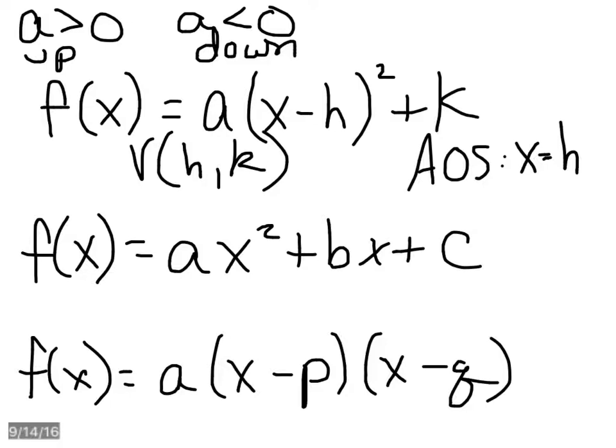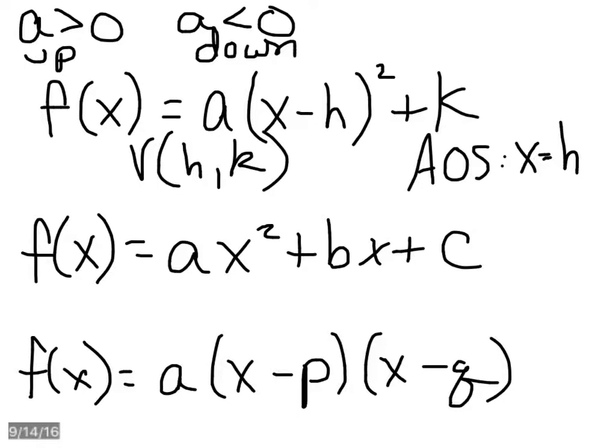When is it going to open up? If your number is positive. When is it going to open down? If your number is negative. Again, on 6 and 7 it says graph and label the axis of symmetry and the vertex. Okay? So as far as the first, if it's in the first form, that's your vertex and your axis of symmetry. For the next one, standard form, how did you find the vertex?